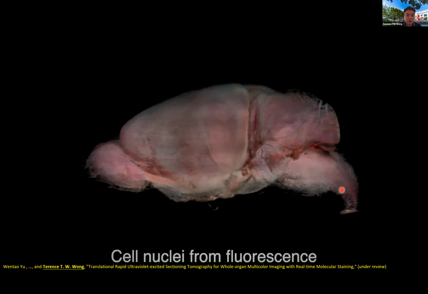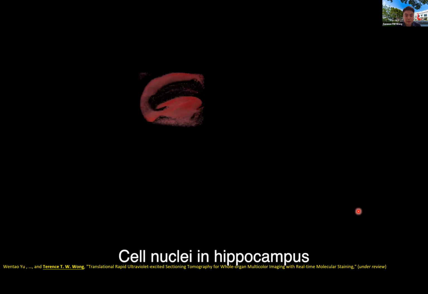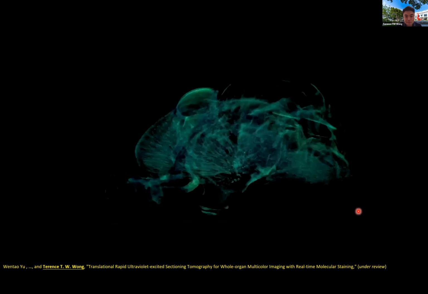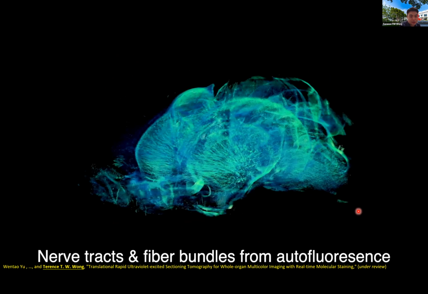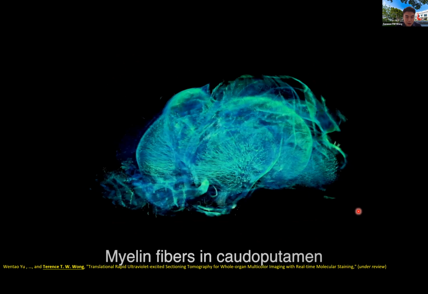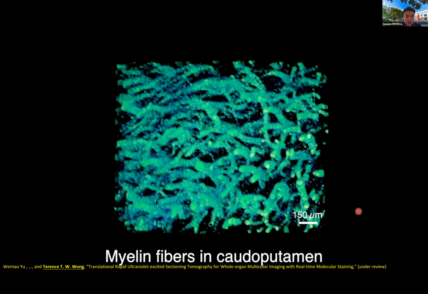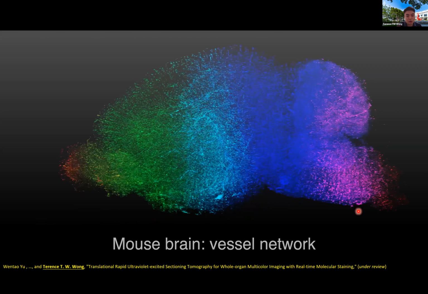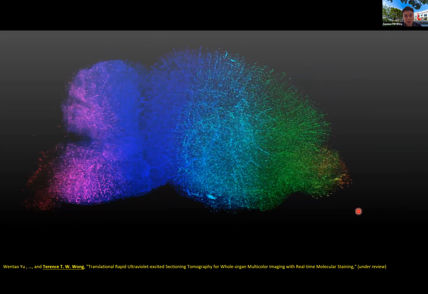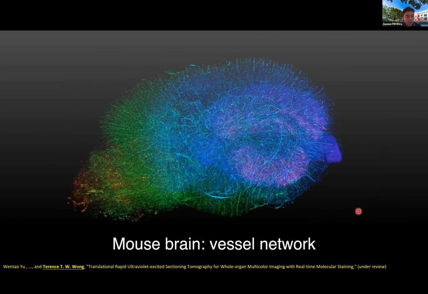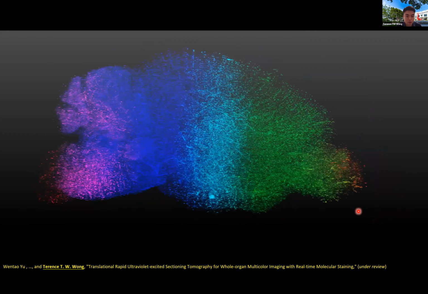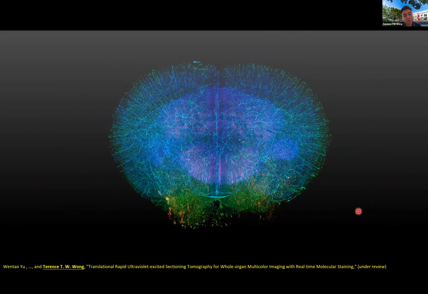So here is the cell nucleus extracted from the hippocampus. All right, and with different contrasts, we also can extract the nerve tracts and myelin fibers. Right, that's enough for the brain. And as I mentioned, with different image processing approaches, we can also digitally extract the blood vessels. And we could be injecting some sort of contrast agent into the brain to also improve the contrast accordingly.